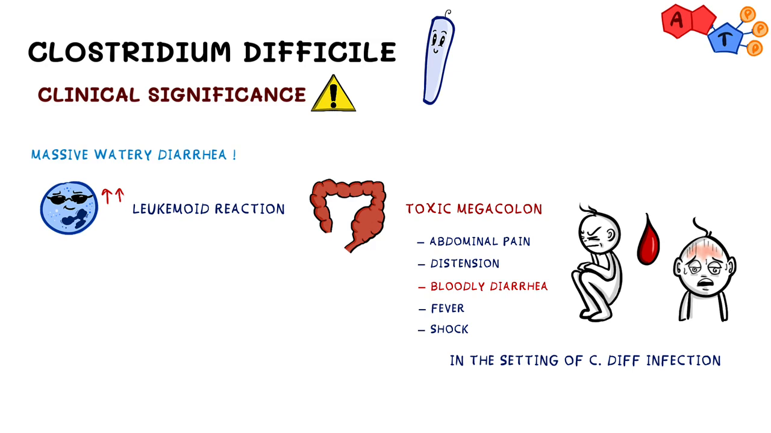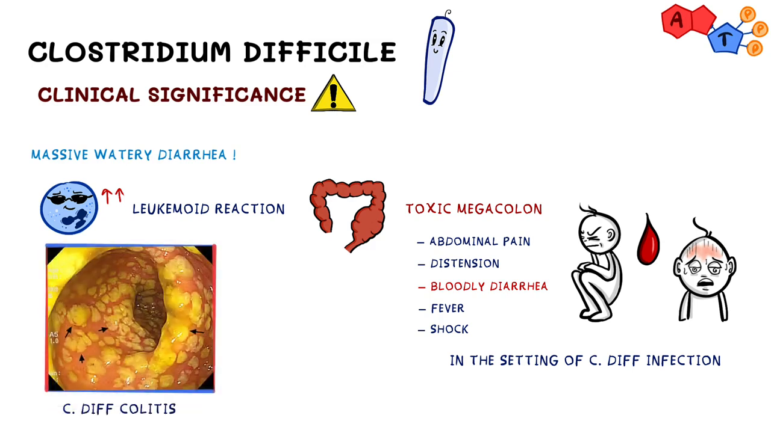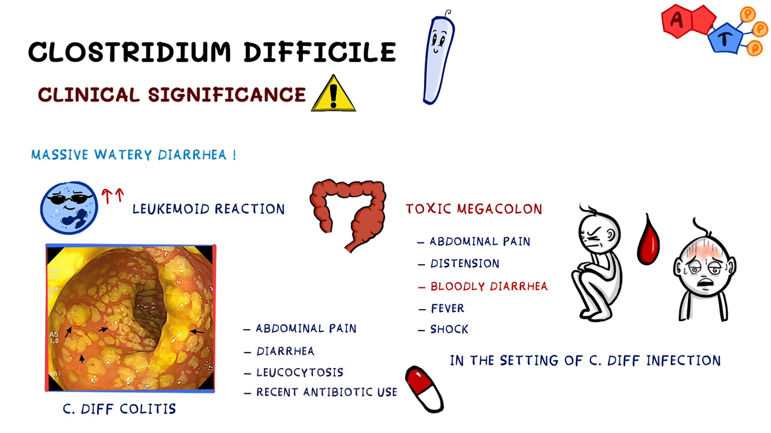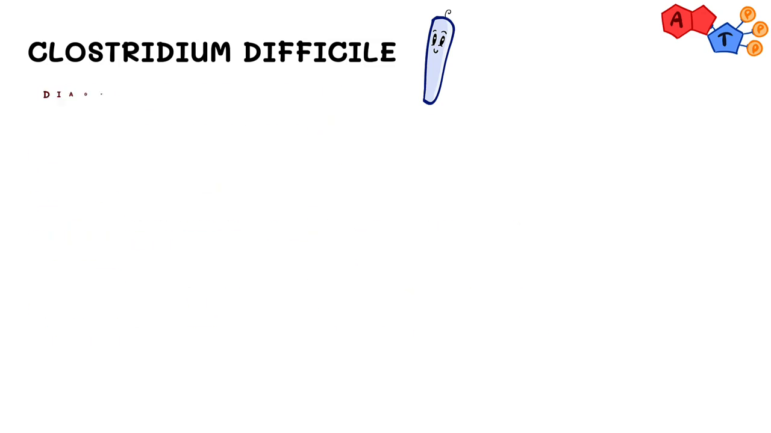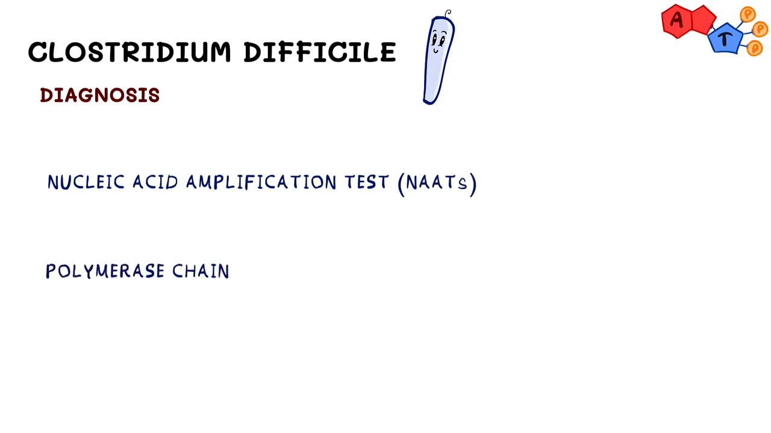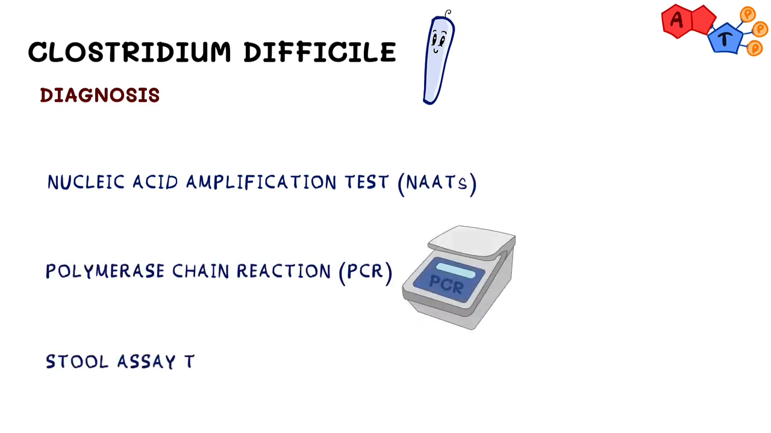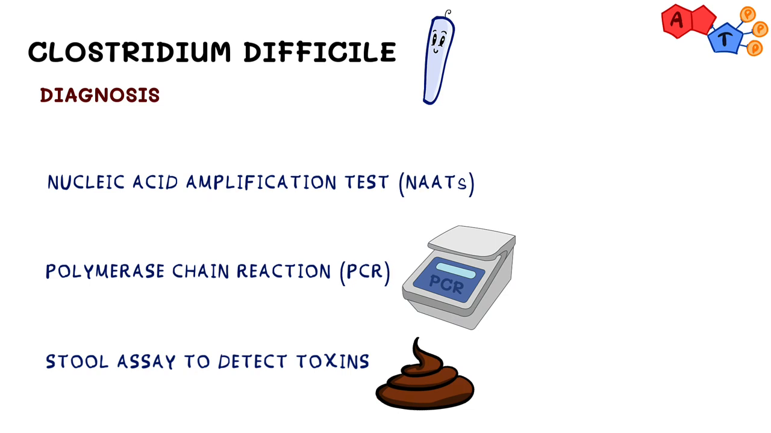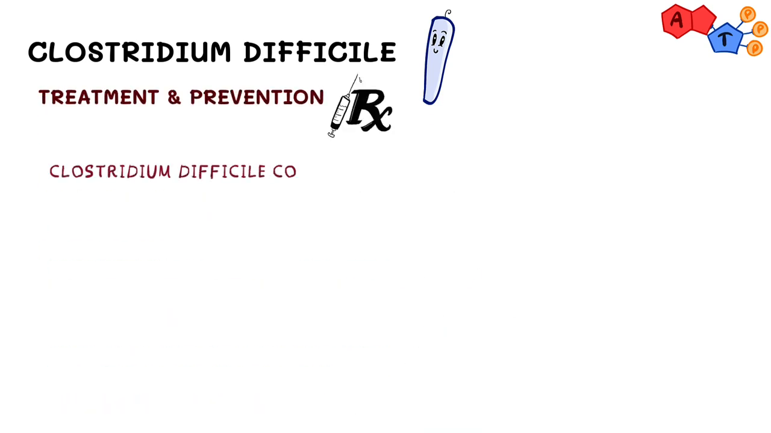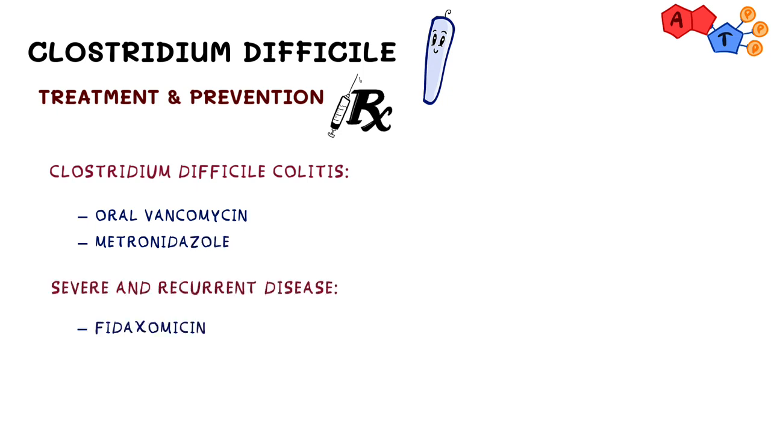A classic case of C. diff colitis would be a patient who presents with abdominal pain, diarrhea, leukocytosis, and a recent antibiotic use. For the diagnosis, it can be done via nucleic acid amplification test or PCR. Also, stool assay can be used to detect toxins of C. diff. Clostridium difficile colitis can be treated with oral vancomycin or metronidazole. Therapy for severe recurrent disease is fidaxomicin, or surgery or stool transplant.